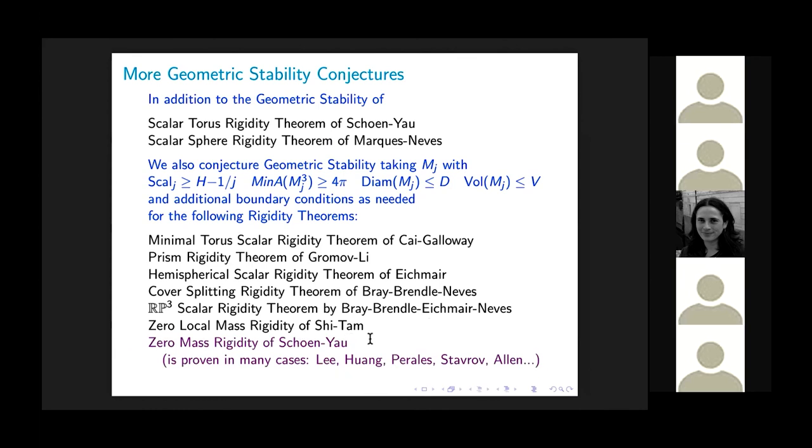The zero mass rigidity of Schoen-Yau, which is this case where the mass is almost 0, this has been studied in many, many cases, because as I said, this is the most important. The work has been done by Li, Wang, Corvino, Stavrov, Allen. So there's quite a few results in the direction of the zero mass rigidity. You can see summaries of all of these inside the same paper.